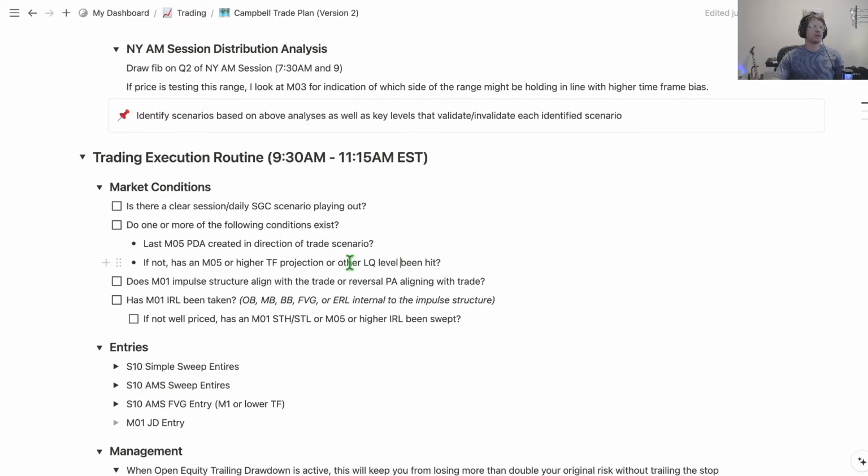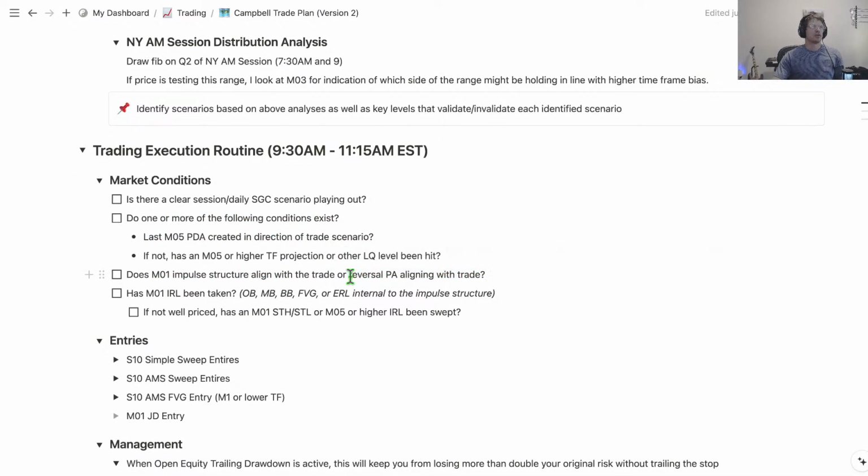In that case, we'd definitely need some M1 reversal PA. So once we have this condition, we'd be looking for either impulse structure to align with the trade or reversal PA to align with the trade. The reversal PA needs to align with the trade. Anyway, you're always trading the high time frame. So if the high time frame is going one direction and the impulse is against it, we wait for a reversal PA. Otherwise, if the impulse is with it, you can trade directly with that impulse.